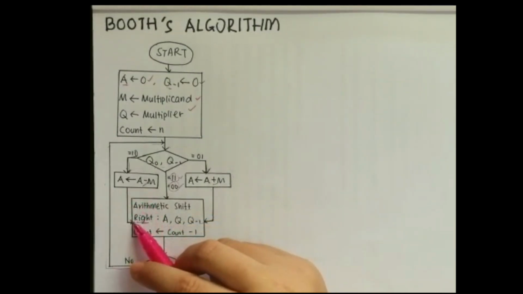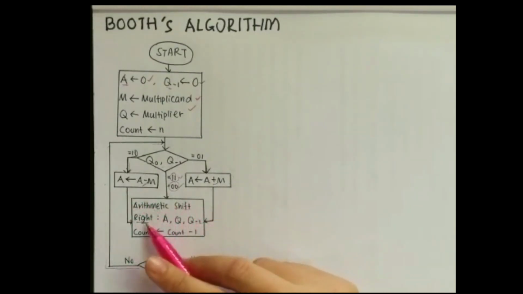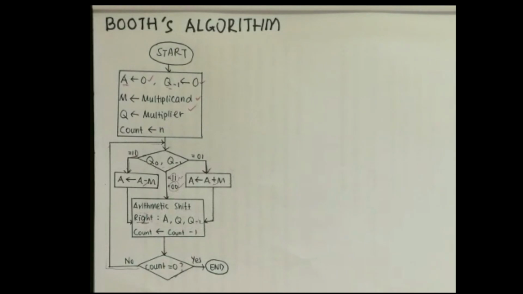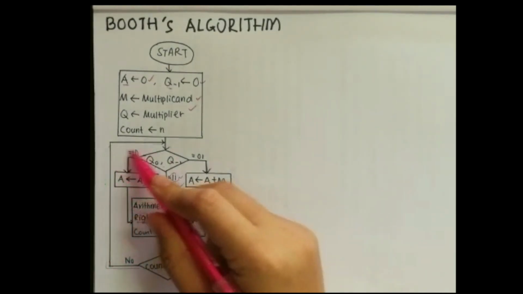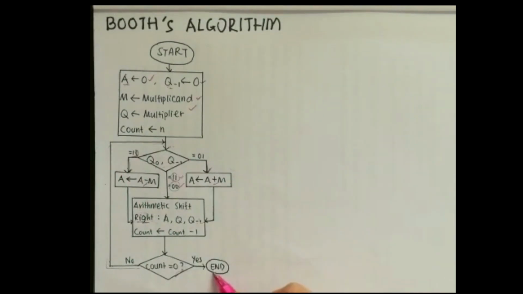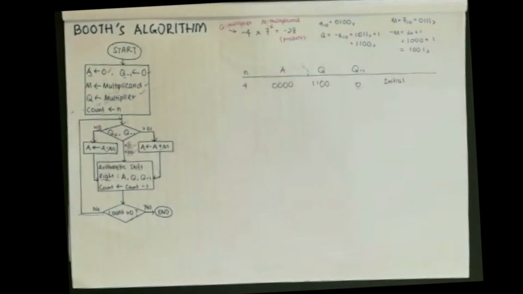Booth's algorithm ends when the count is equal to 0. If the count is not equal to 0, we repeat the cycle until the count is equal to 0. Now, we are going to work through an example: -4 times 7 equals -28.